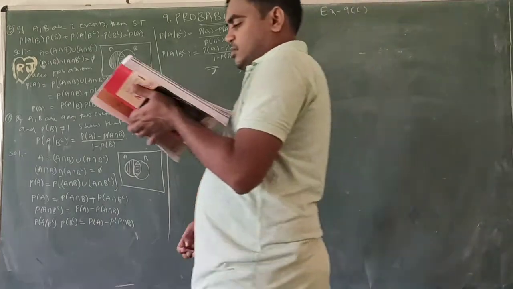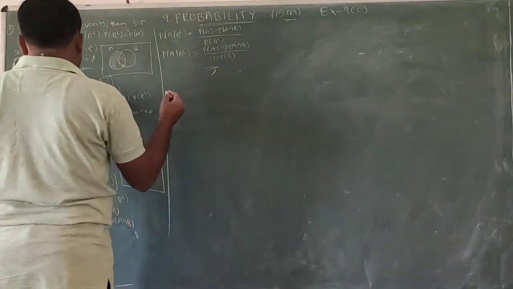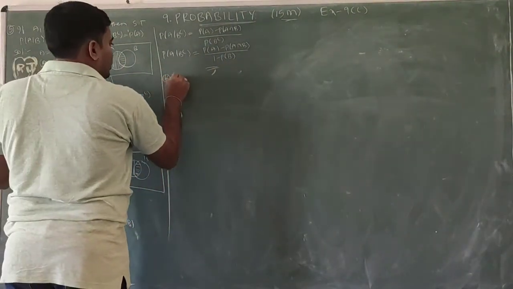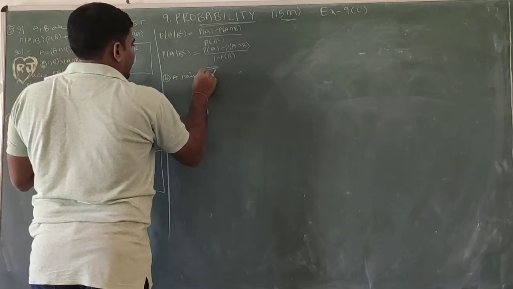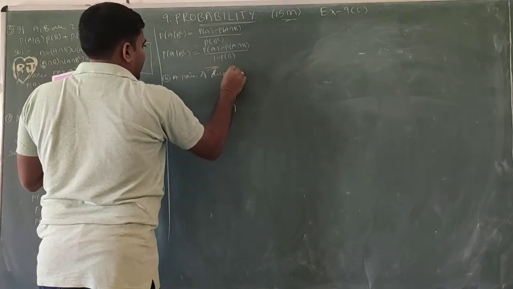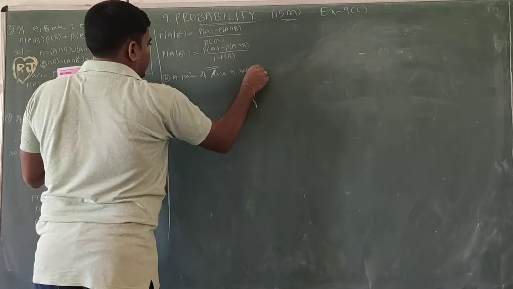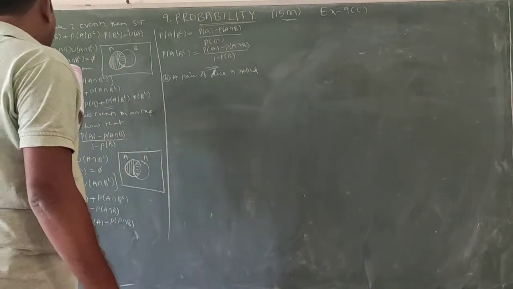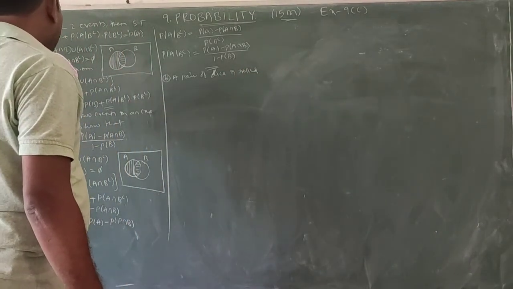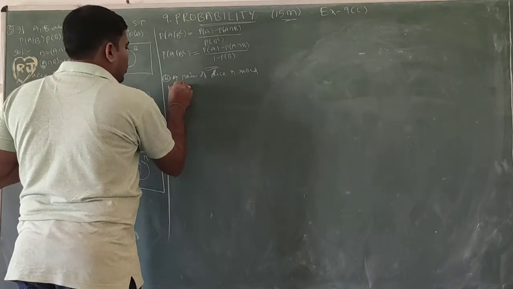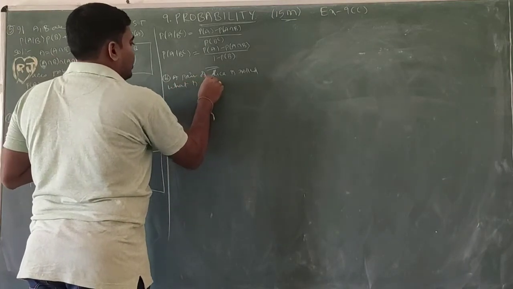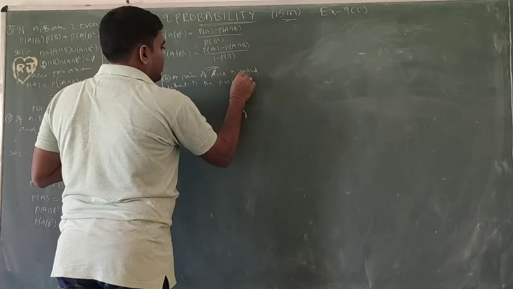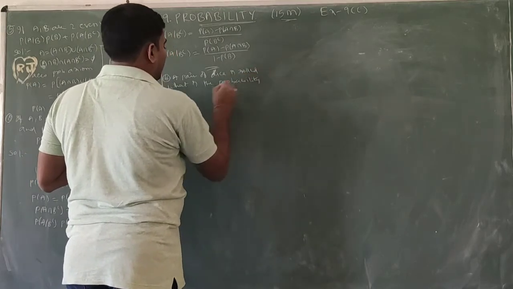Sixth question. A pair of dice is rolled. What is the probability that?